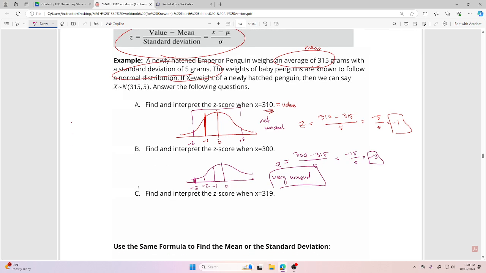All right, 319. Help me with the same formula. What do I put here up top? Minus divided by? Perfect. I got 4 over 5, which is about 0.8. So again, where's that on the bell curve? There's a 0, there's a 1, so he's somewhere right here. Unusual? No, not unusual. So he's a regular penguin.